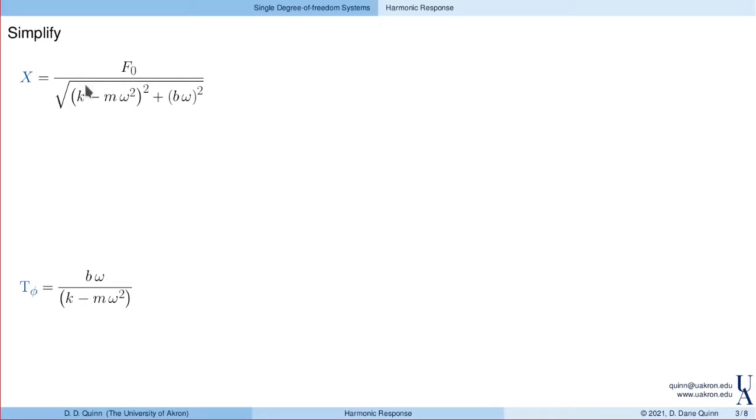Now, in order to do that, we'll take the amplitude and phase that we have here and simplify these in a couple of different ways. The first thing we'll do is factor out the mass. So we'll have F naught over m, and then what's left is 1 divided by the square root. When I factor out m, we end up with k over m minus omega squared, quantity squared, plus b omega divided by m, again quantity squared.